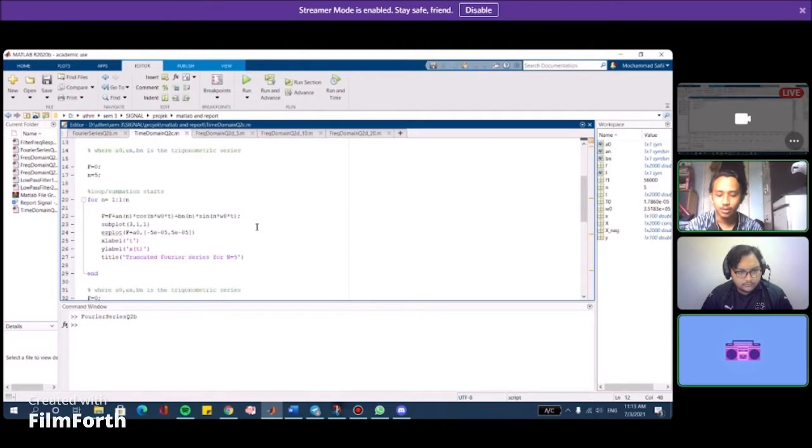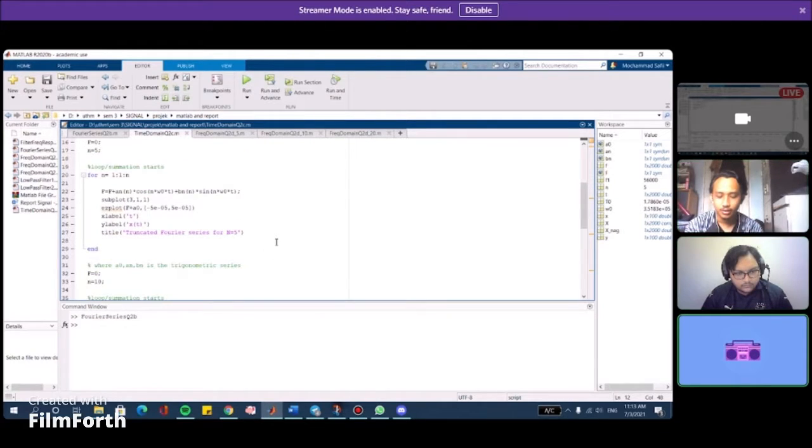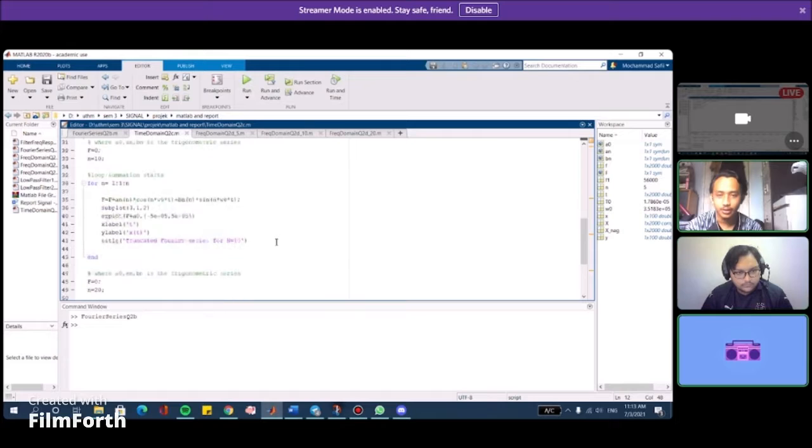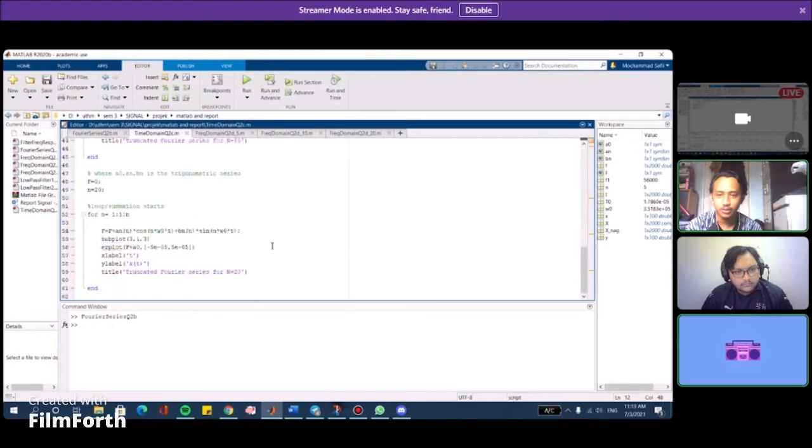Below here is our signal in time domain for harmonic 5, and then for harmonic 10, and lastly for harmonic 20. Here is harmonic 20. Okay, I will run.